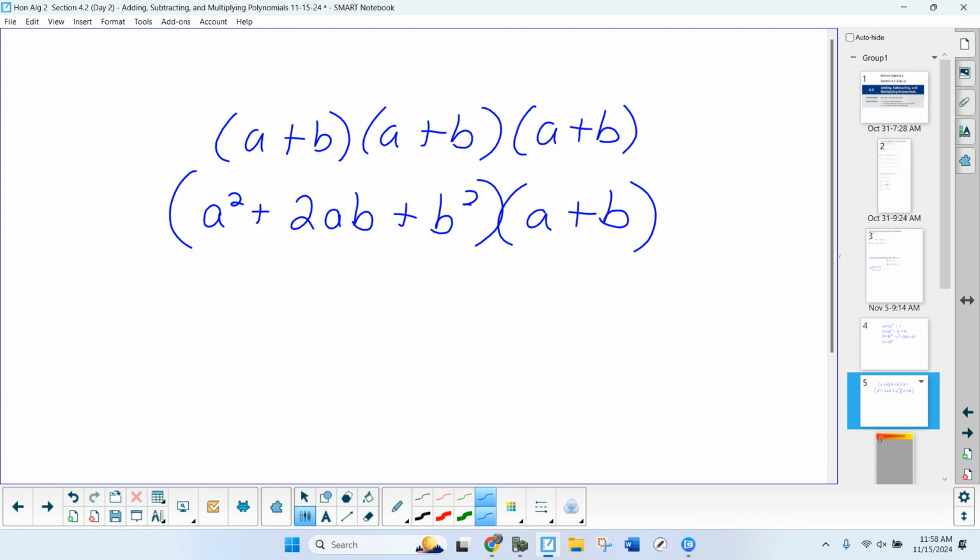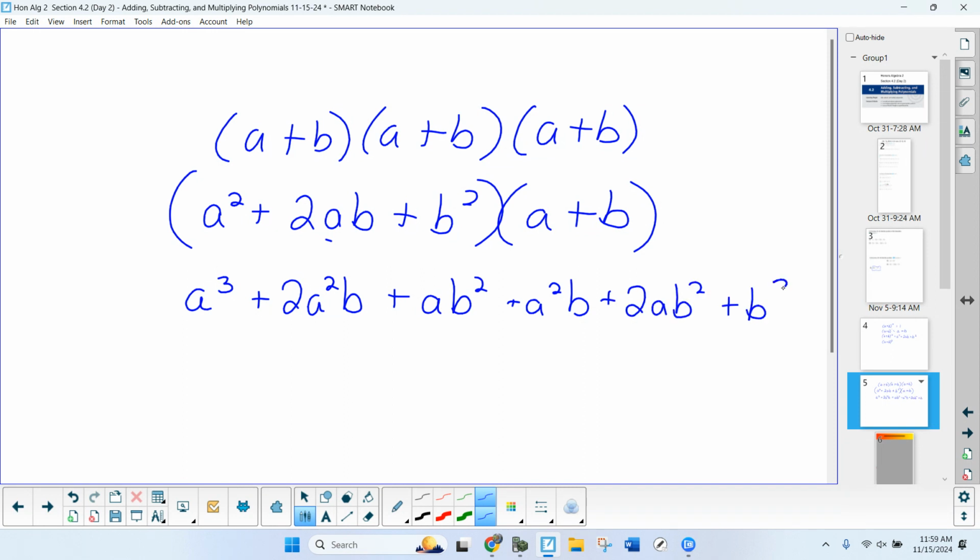A plus b. So let's give everything an a. If you give everything an a, what happens to all of the a's? They go up by 1. So this would become a to the 3rd plus 2a squared b plus ab squared. Now I'm going to just distribute a b, so everything goes up by a degree of b for 1. So what do you get when you give b to a squared? A squared b. How about when you give it here in the middle? 2ab squared, and then on the end, b cubed.